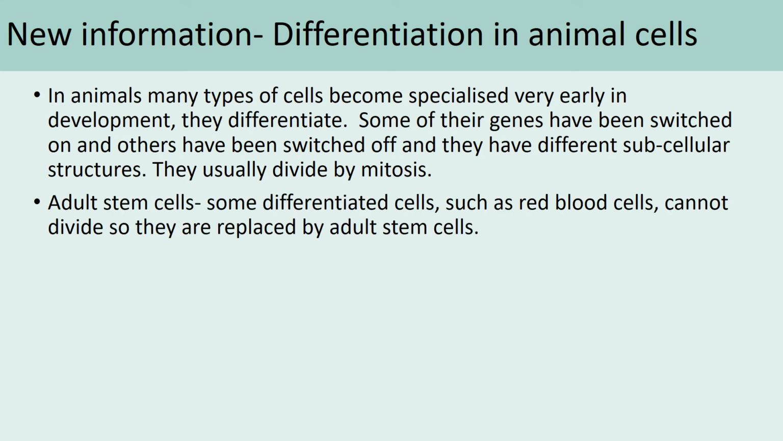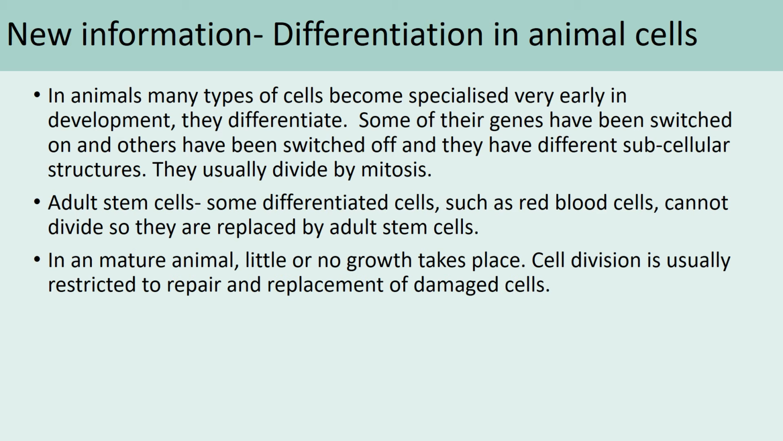Some differentiated cells such as red blood cells cannot divide. So they are replaced by adult stem cells. So inside us, we have got some of these stem cells. You will find them in our bone marrow, and they're called adult stem cells. So they are not able to make any type of cell like they are in embryonic stem cells, but they are able to make some of them. So things like red blood cells, because they haven't got a nucleus, they don't divide. So we do have these stem cells that make some of those cells.